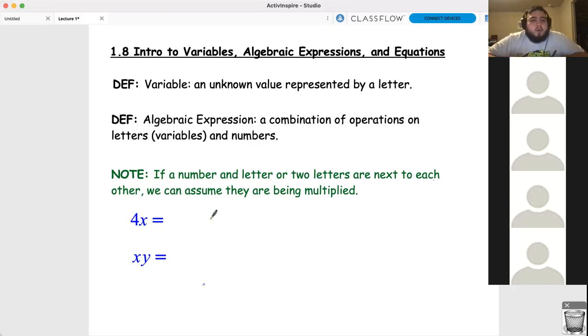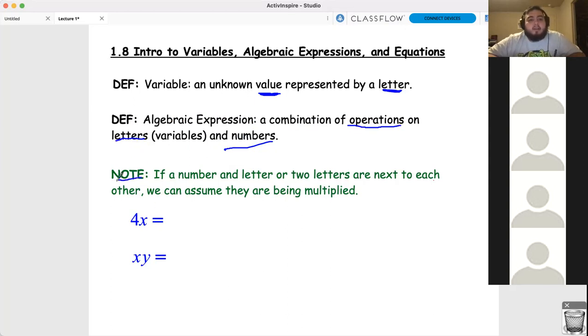So the way this note works, guys, the definition of a variable is an unknown value that's represented by a letter. The definition of an algebraic expression is a combination of operations on letters and numbers. In 1.7, we just did regular expressions. Expressions were just a combination of operations with numbers. That's it. For an algebraic expression, we now have letters involved as well.